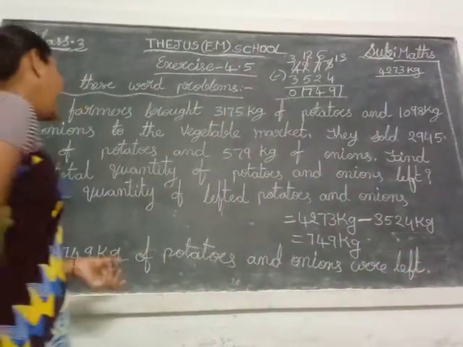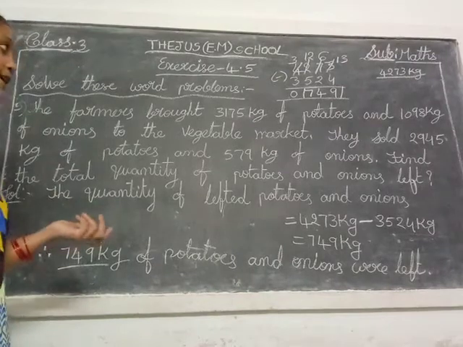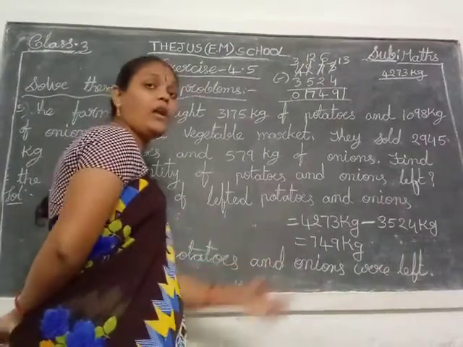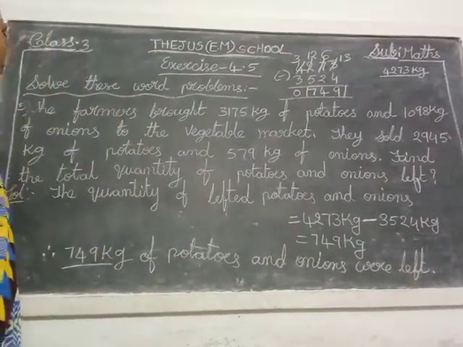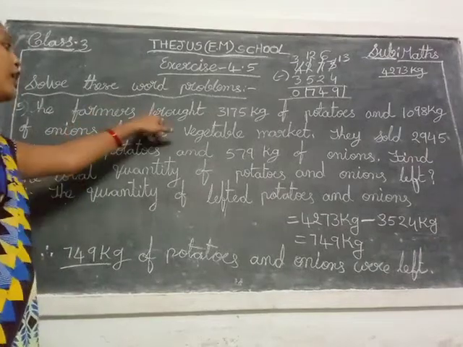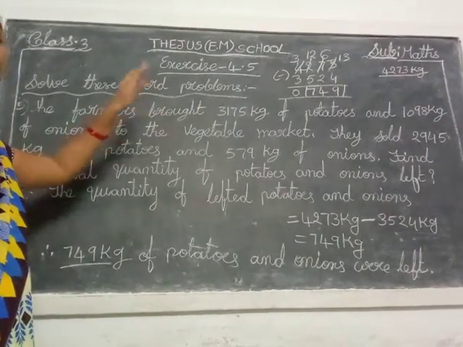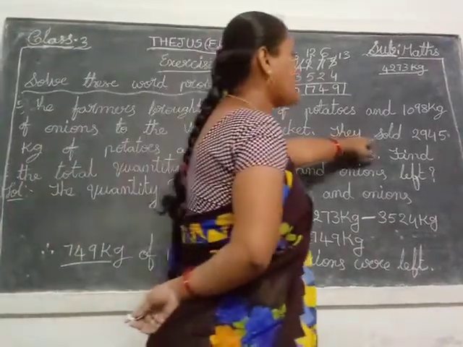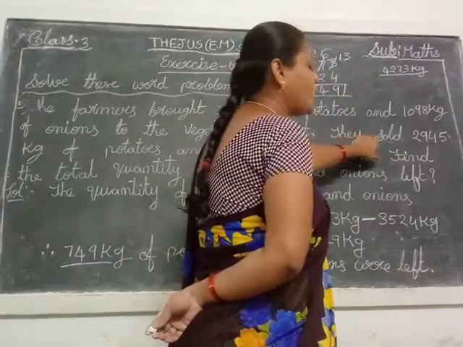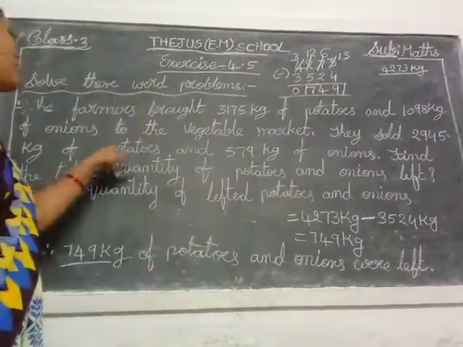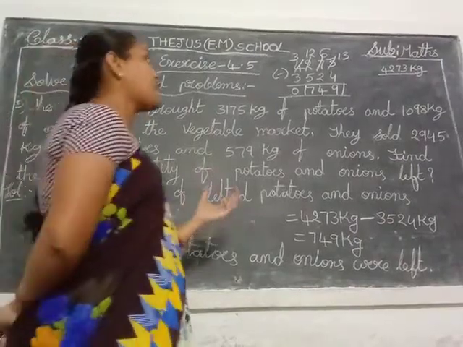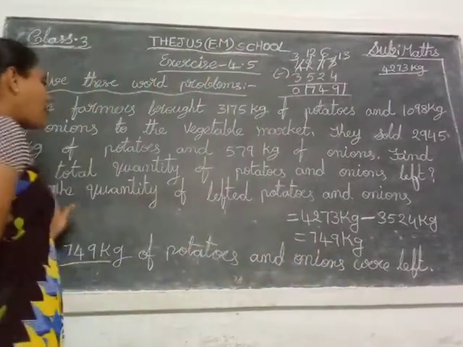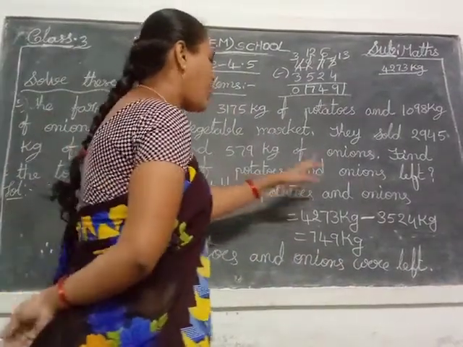Okay, children. So he asked the total quantity of potatoes and onions. How many kgs were left? 749 kgs of potatoes and onions were left. Okay, children. So first you do the farmers brought how many kgs of potatoes and onions. You do the totaling addition and they sold how many kgs of potatoes and onions. So add these two numbers, the answer is 3524 kgs and the first one answer is 4273 kgs. So now we find out the quantity of left potatoes and onions.